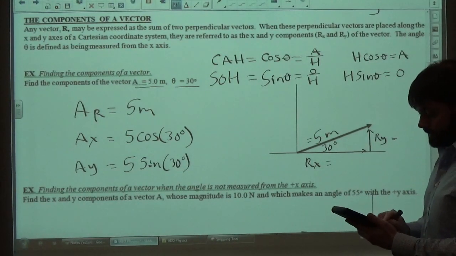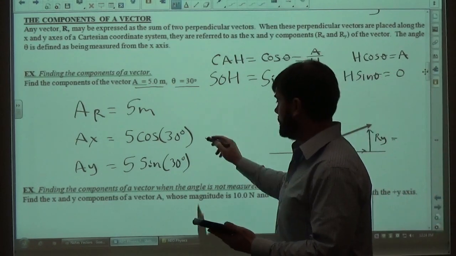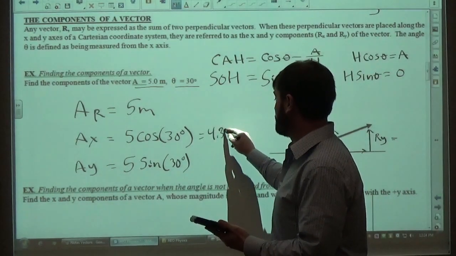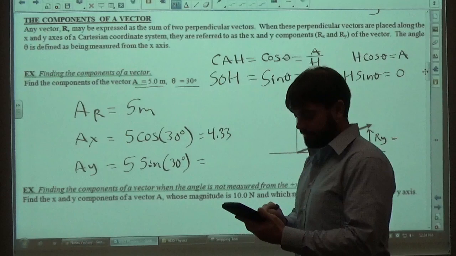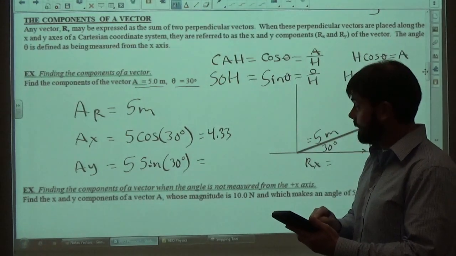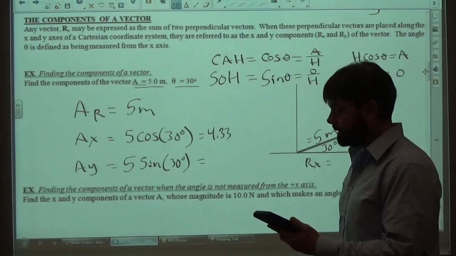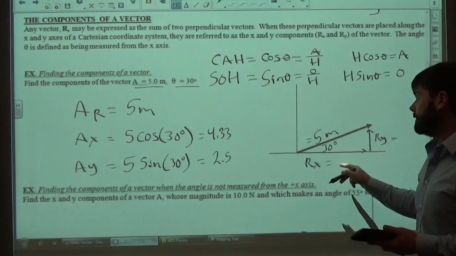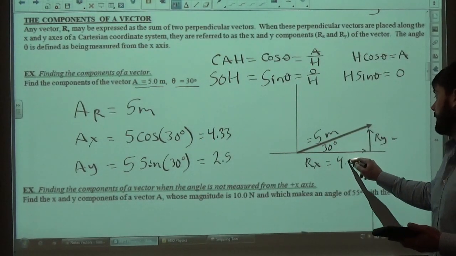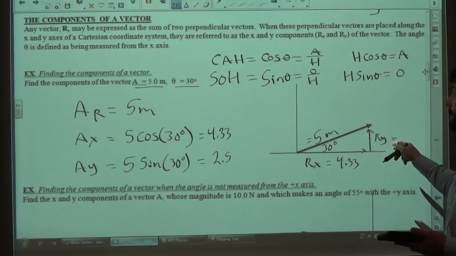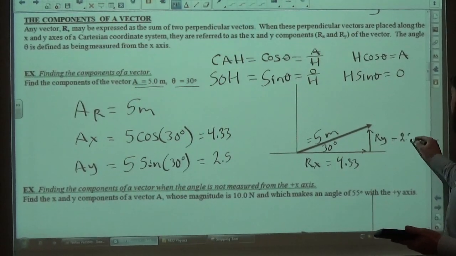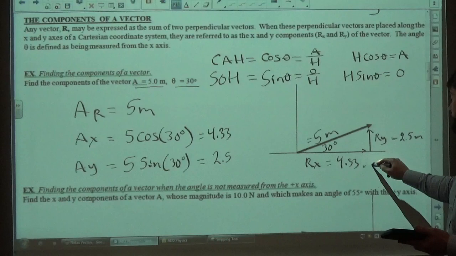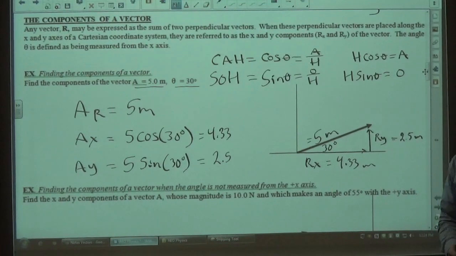So I have 5 cosine 30. This gives me about 4.33. And down here I have 5 times the sine of 30, which is equal to approximately 2.5. So if I'm labeling my x component, here I have 4.33, and for my R of y I have 2.5. The units we measured here were given to us in meters, so that's what we're going to stick with.